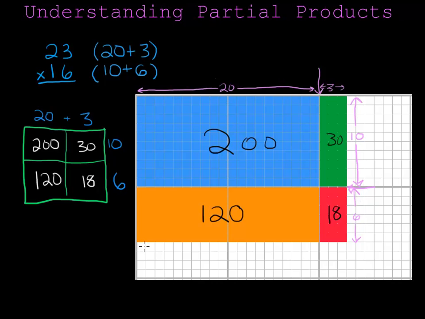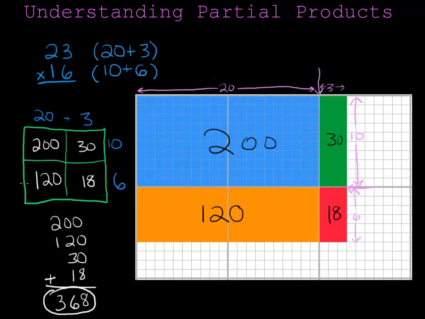So if we want to now find the area of the entire rectangle, what do you think we have to do with these 4 numbers? Well, I bet you guessed it. We have to add these numbers. So let's take 200, 120, 30, and 18 and add. This is 8, 2 plus 3, 5, plus 1 more is 6, and 2 plus 1 is 3. So my final answer is 368.